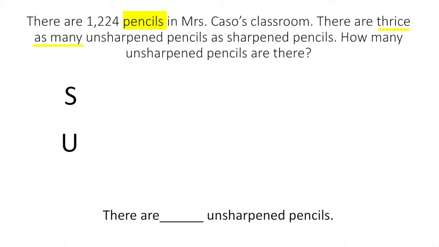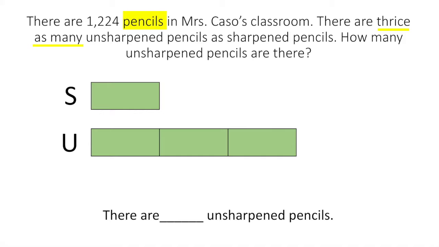Thrice as many means 3 times as many. So when I draw my unit bar for unsharpened pencils, I'm going to want to make 3 that are that size to show 3 times as many, and 1 of the same size for sharpened pencils. Now I'm illustrating that there are 3 times as many unsharpened pencils as sharpened pencils. Now that I have my bars labeled, I can label the total off to the side, 1,224 pencils in all.